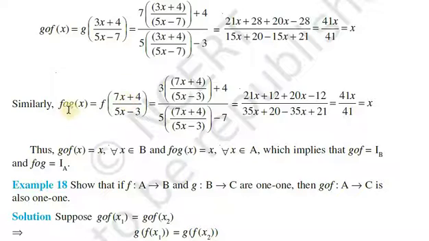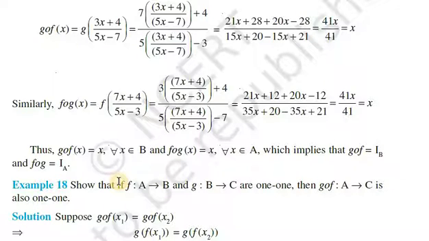First you have f of g(x). g(x) is (7x plus 4) by (5x minus 3). Now you have to find f of that. f(x) is (3x plus 4) by (7x minus 5), so in place of x I have to put (7x plus 4) by (5x minus 3). You put this value and you get 41x by 41, which is equal to x. So similarly, we got that this is equal to I.